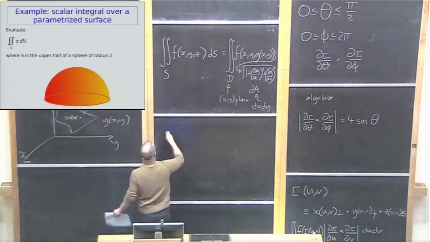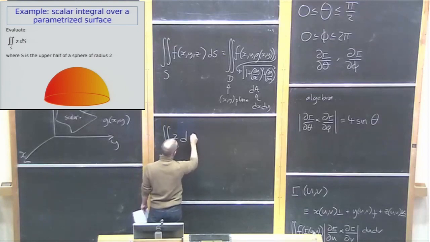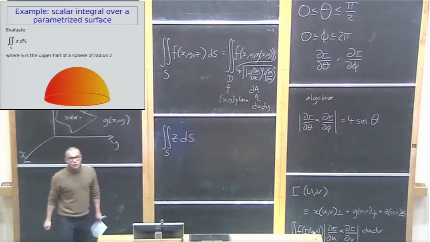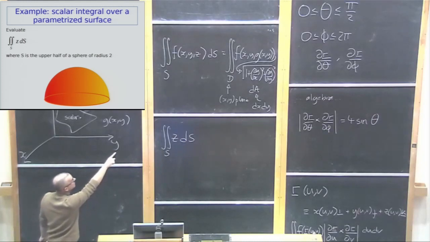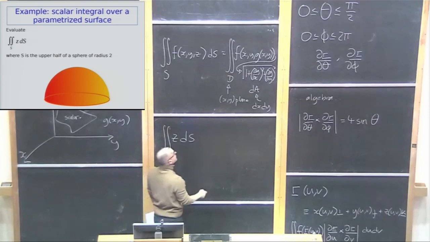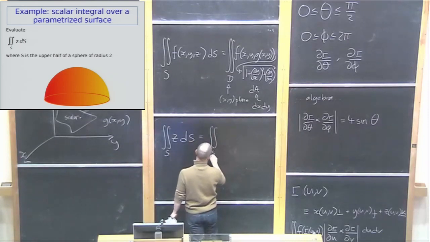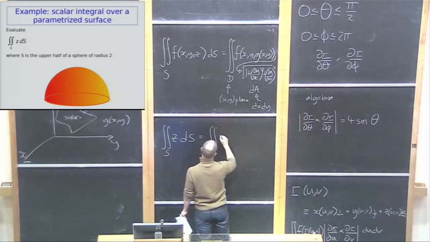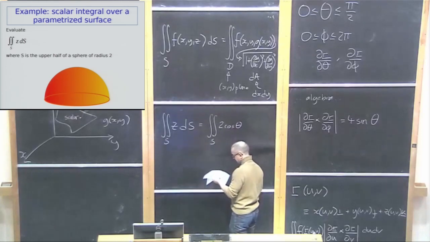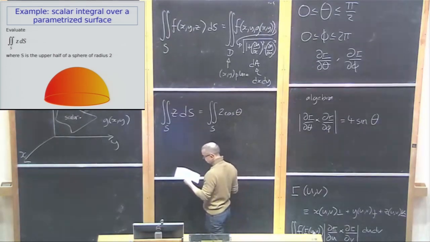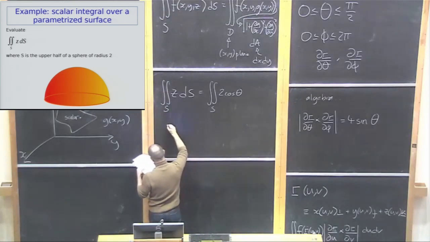So our integral, it said that we want to integrate over our surface. We want to integrate z with respect to dS. So what is z in this parameterization? z in this parameterization is the term in front of the k unit vector there. So z is 2 cos theta, or r cos theta, 2 in this case.